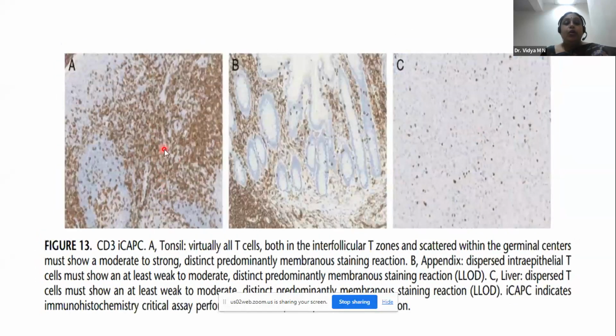CD3 antibody: in tonsil, all your T cells should take up staining. Look at appendix. Your lamina propria, the interfollicular dispersed cells will take up staining. Look at the liver. How many cells take up staining? They have very few. So this is how you are going to set up your CD3 assay.